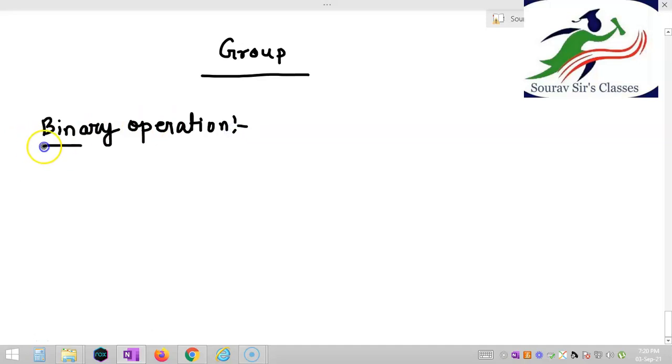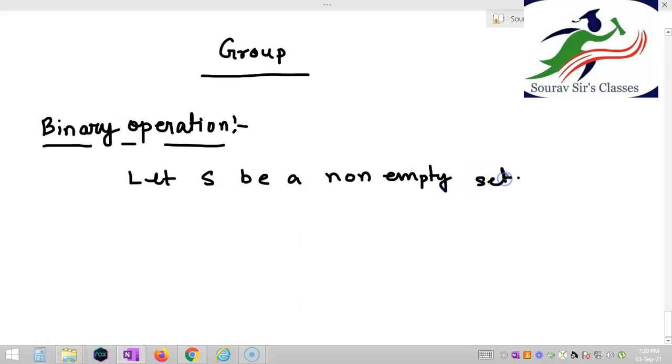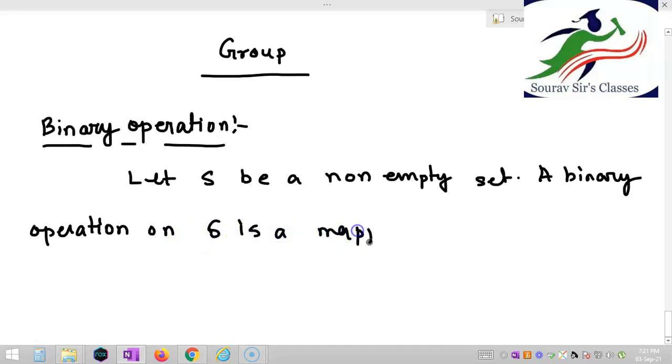Okay, so let S be a non-empty set. A binary operation on S is a mapping such that S cross S to S. Okay, so binary operation is a mapping from the Cartesian product of S cross S to S.